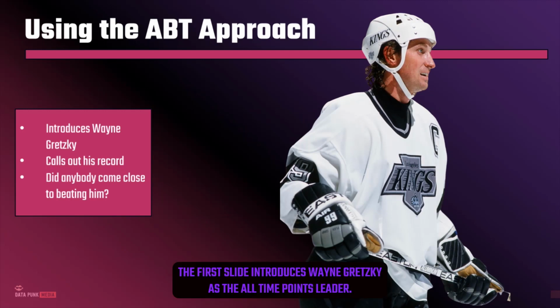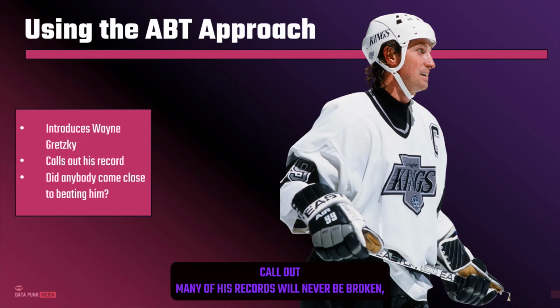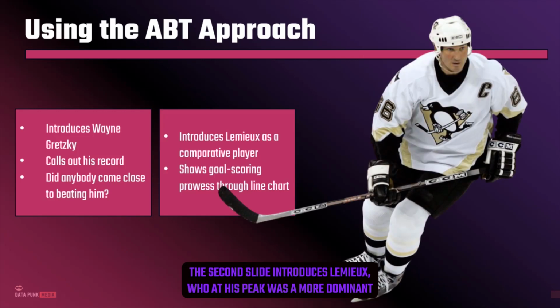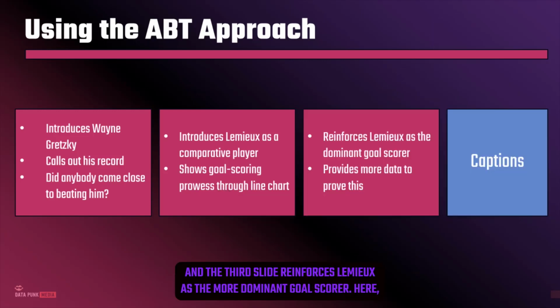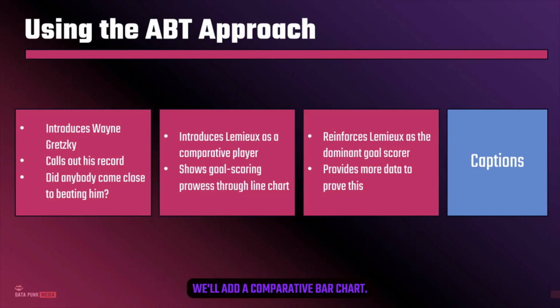The first slide introduces Wayne Gretzky as the all-time points leader, calls out that many of his records will never be broken, and raises the question of who, if anybody, came close to beating him. The second slide introduces Lemieux, who at his peak was a more dominant goal scorer. We'll have a comparative line chart here, and the third slide reinforces Lemieux as the more dominant goal scorer. Here, we'll add a comparative bar chart.